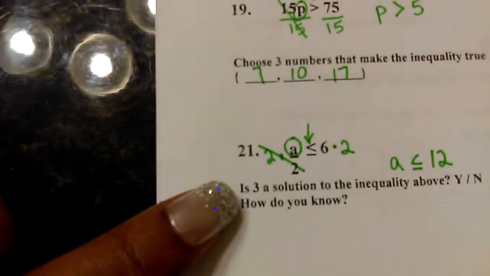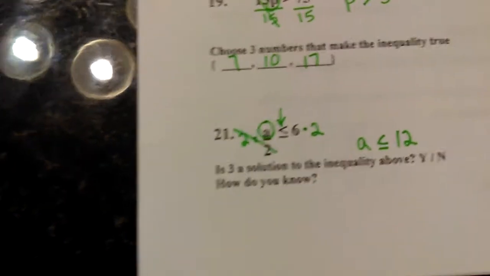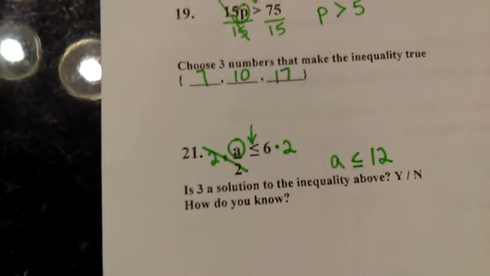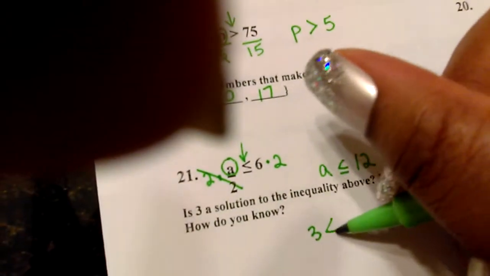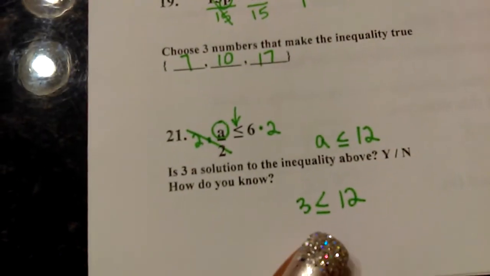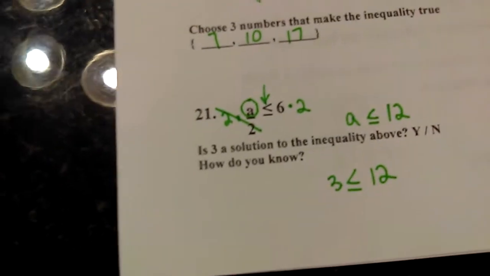So our question is, is 3 a solution to the inequality above? In other words, can a equal 3? If I was to substitute 3 in for a, would my inequality still be correct? Is 3 less than or equal to 12? 3 is indeed less than 12. So 3 is a solution.